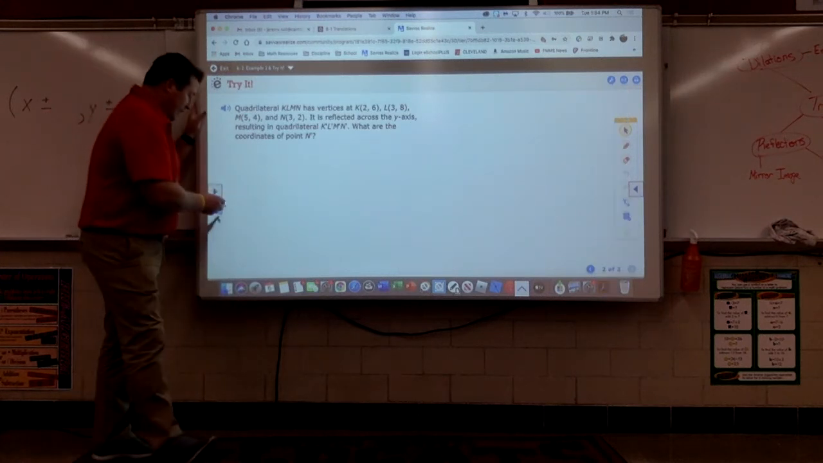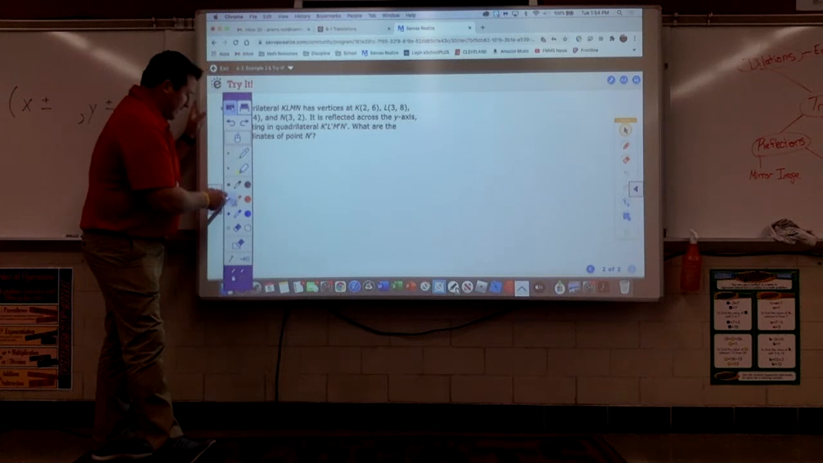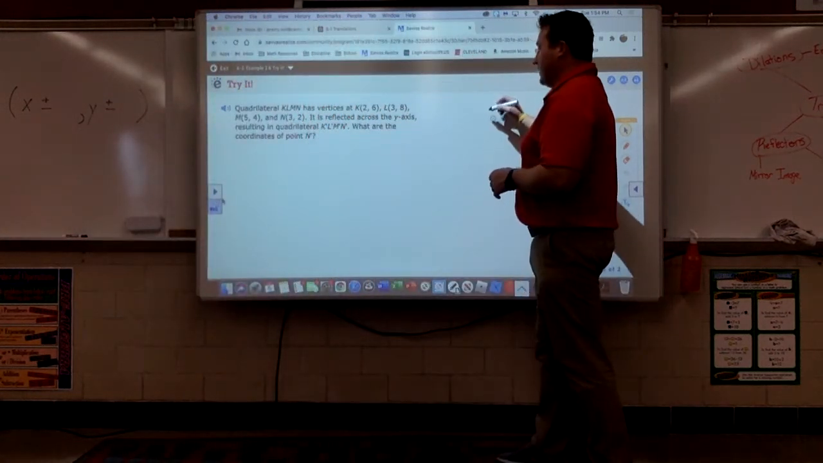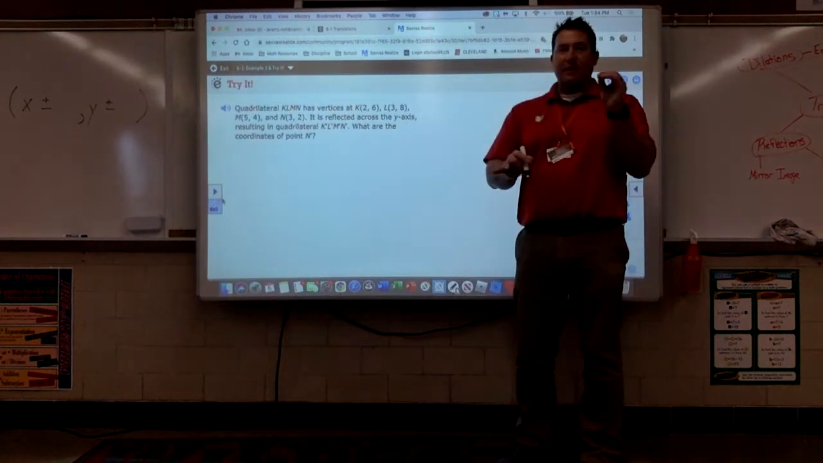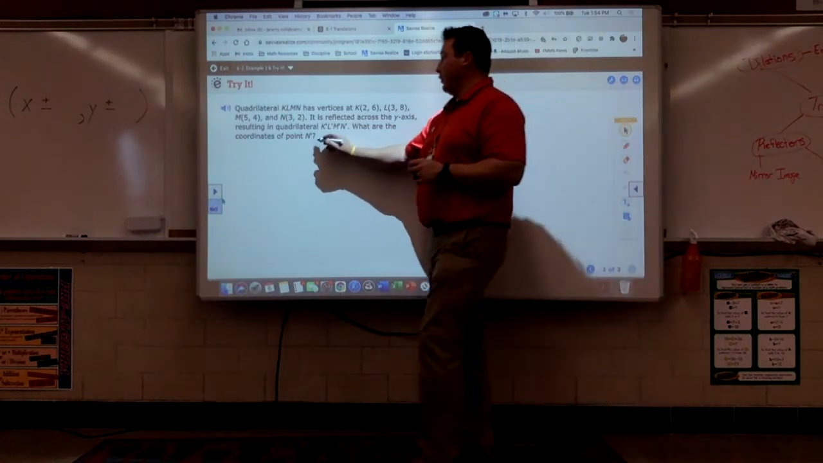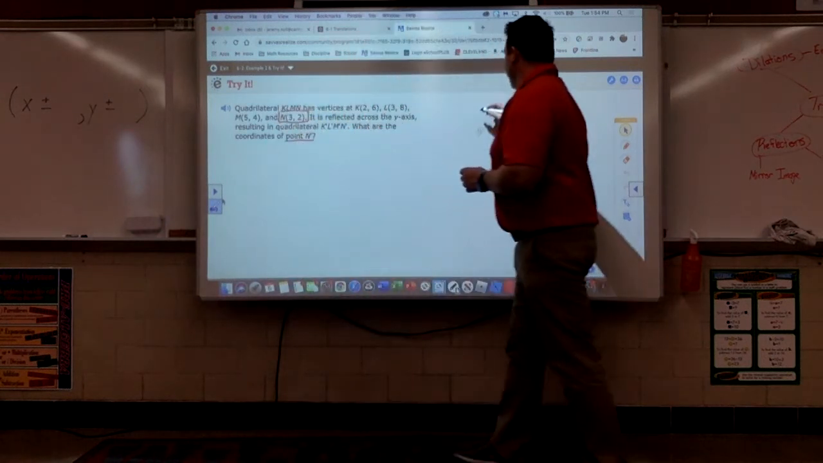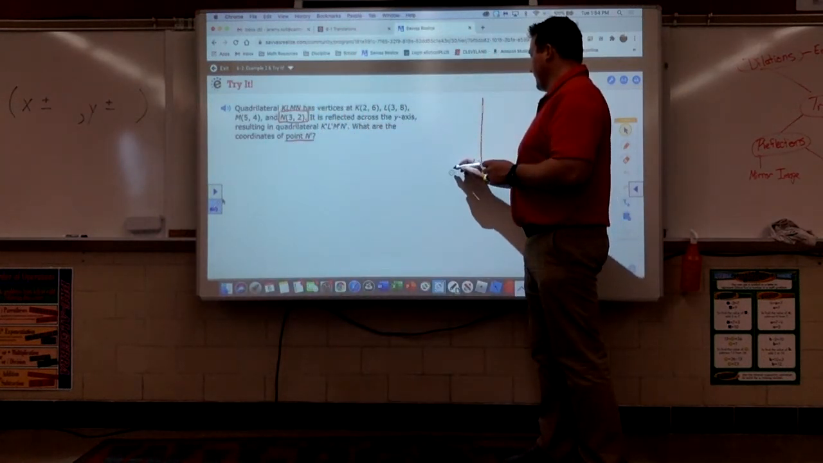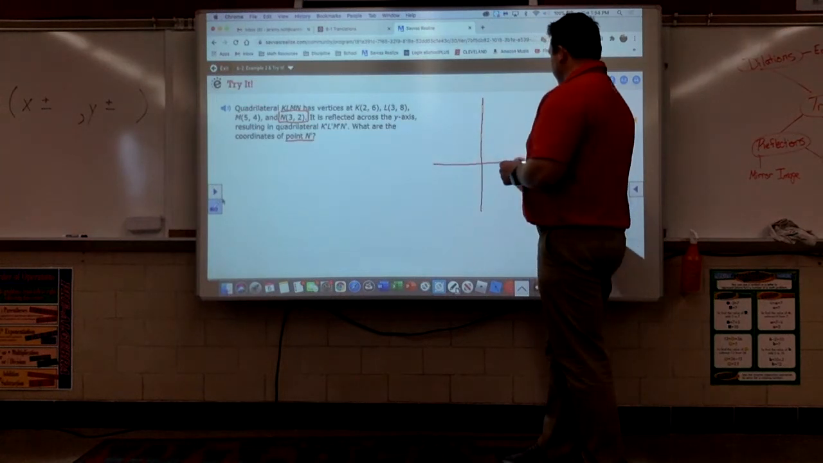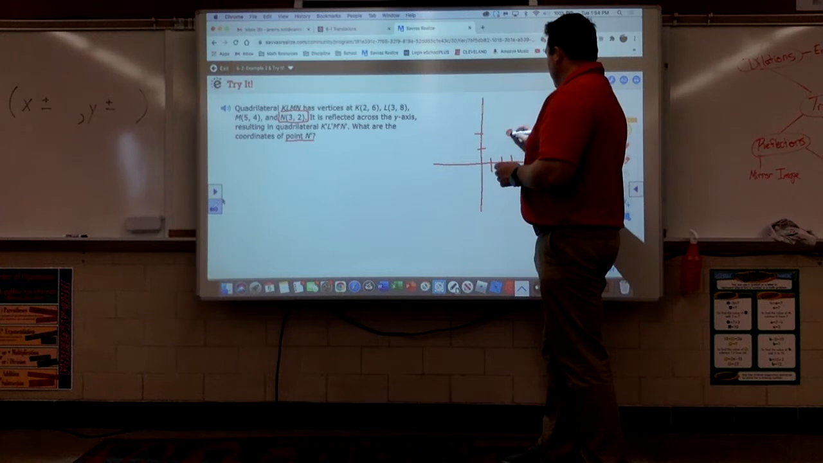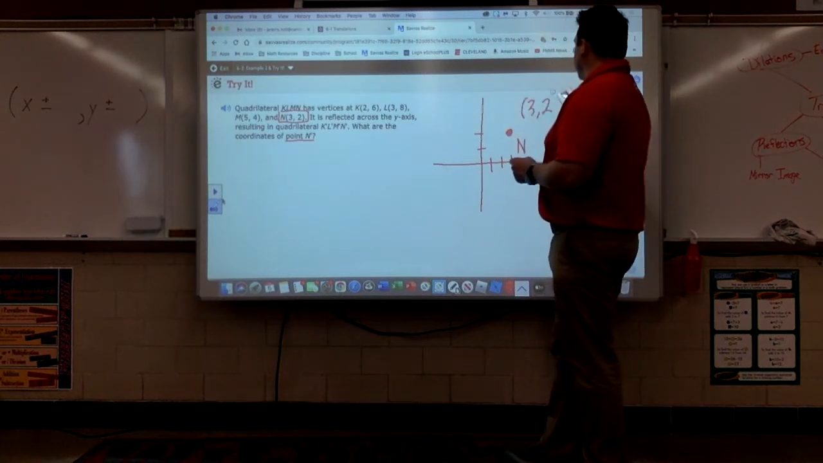Okay. I can do this one without a graph. Well, I'll make a graph, just like I know all of you will. It only is asking me about point N, so that's really the only point I'm going to worry about. So N is at 3, 2. So 1, 2, 3, 1, 2. All right. So here's point N, and this is at 3, 2.